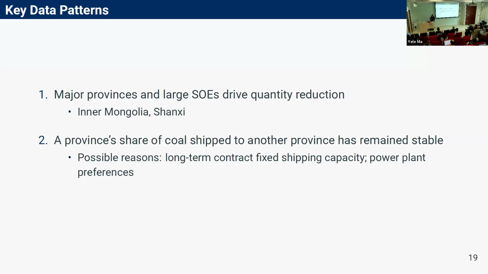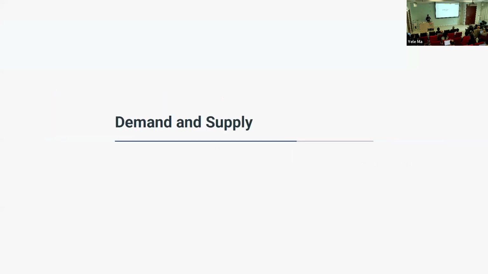Also, as I mentioned, the province's share of coal shipped to another province is very stable in the data. So we're going to take that as exogenous. We do not model it. The possible reason is they may have long-term contracts with the shipping amount.